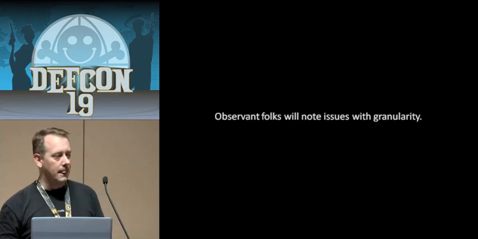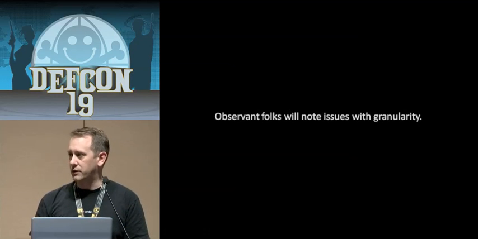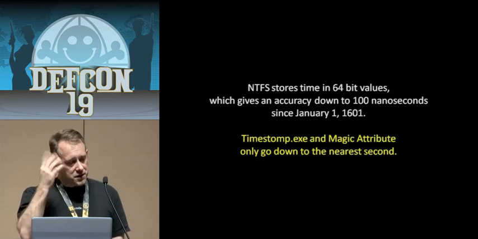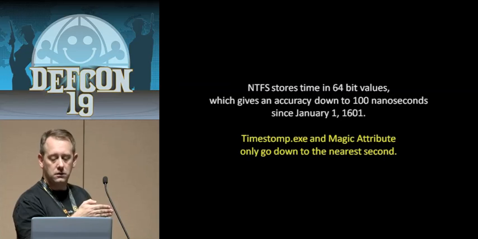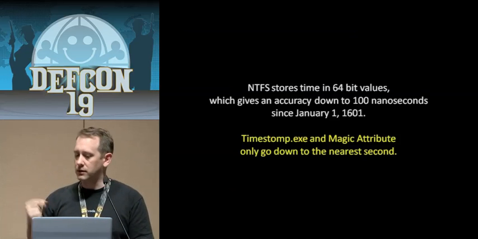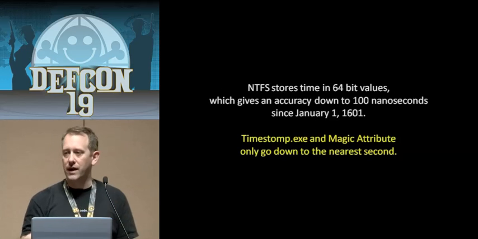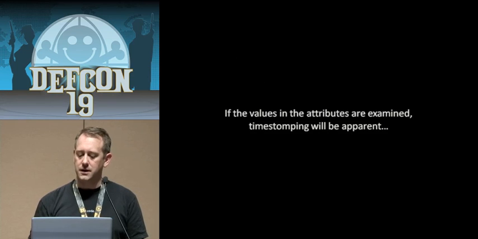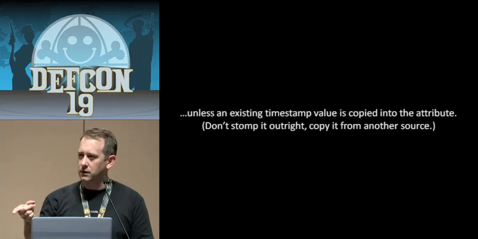All right. And this is something we talked about previously. There's a certain degree of granularity, right? Timestamps on Windows-based systems are stored in 64-bit values. Those 64-bit values cover time that's elapsed since January 1, 1601 in 100 nanosecond increments. Timestomp.exe, Magic Attribute, and the other tools that you can download from the net only go down to the nearest second. Well, if they only go down to the nearest second, and I break open the hex editor, I'm going to notice that someone did timestamping.